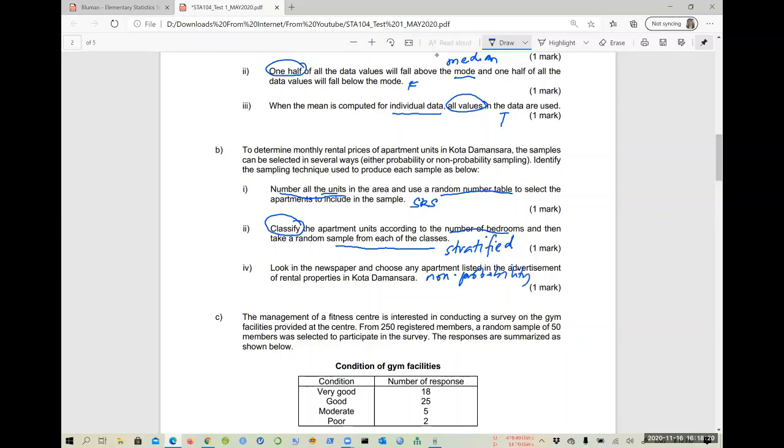And if you want to be more specific, one of the appropriate sampling techniques to be used in this case is convenience sampling. So basically this is non-probability, and this one is probability. If they want you to classify as probability or non-probability: the first one is probability sampling, to be specific, simple random sampling. The second one is also probability sampling, to be more specific, stratified random sampling. And the last one is non-probability sampling, and the more appropriate technique will be convenience sampling.